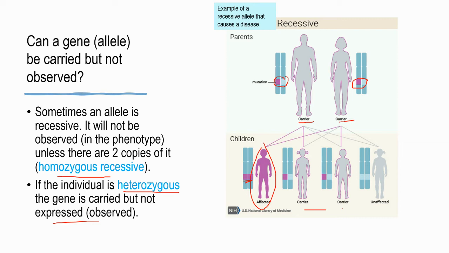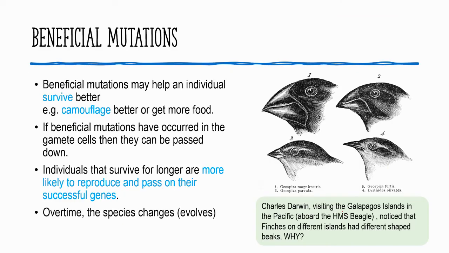And then we've got 2 offspring who are carriers, but they're heterozygous, but remember it's a recessive gene, so it's not going to show. And then this individual has 2 normal genes, so does not have the disease and is not a carrier.